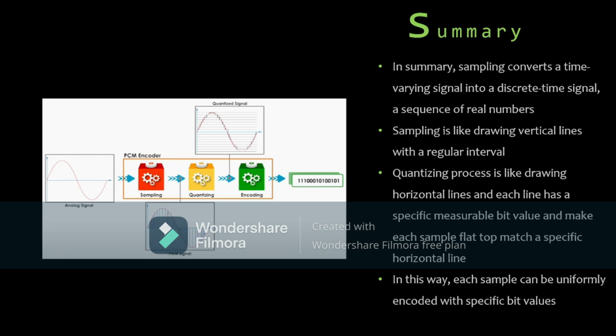Okay, in summary, sampling converts a time-varying signal into a discrete-time signal, a sequence of real numbers. Sampling is like drawing vertical lines at regular intervals. The quantizing process is like drawing horizontal lines, where each line has a specific measurable bit value, and each sample is made flat-top to match a specific horizontal line. This way, each sample can be uniformly encoded with a specific bit value.